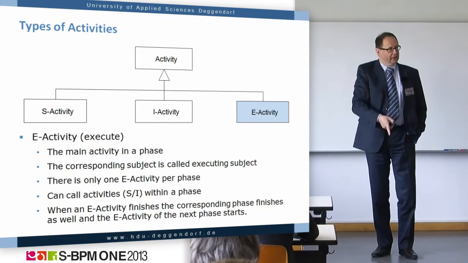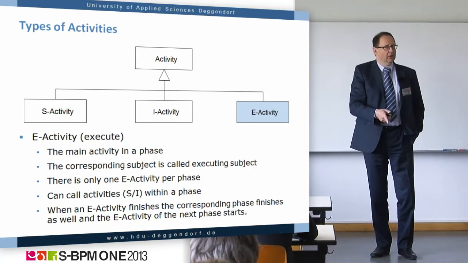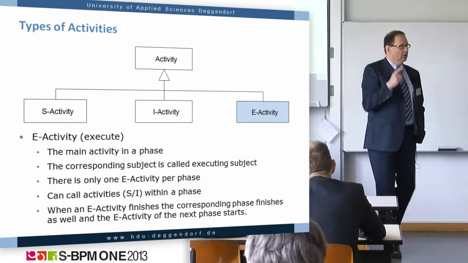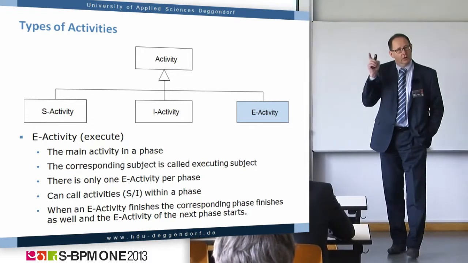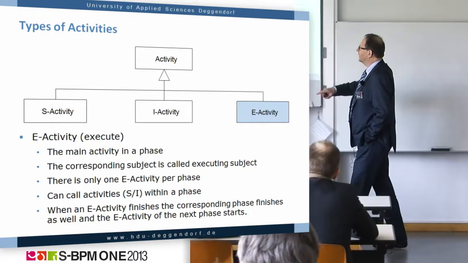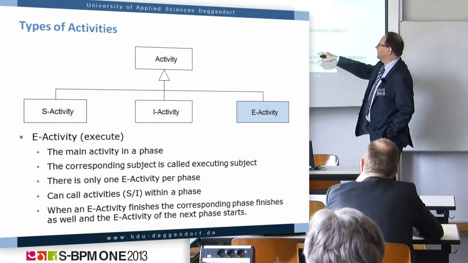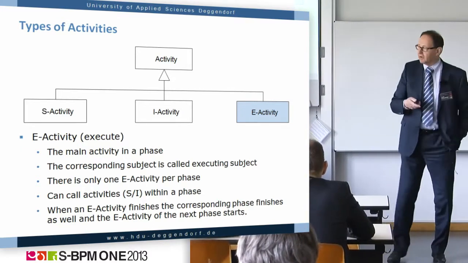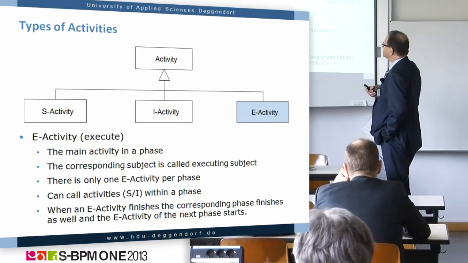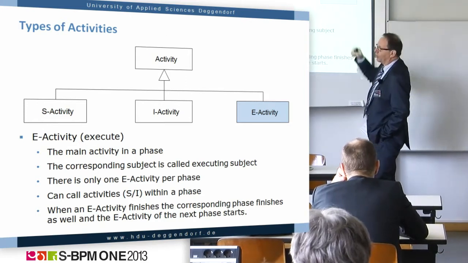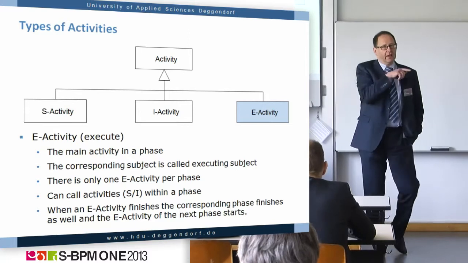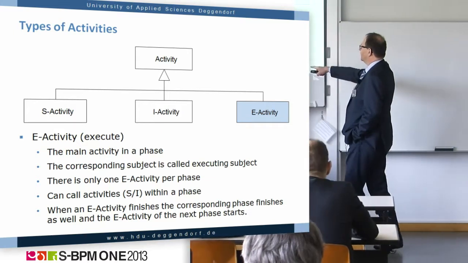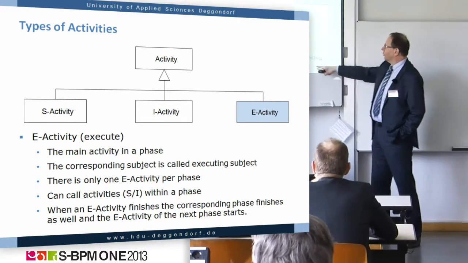Okay, so here an E activity is the main activity in a phase. So you remember phases, they have been the columns in the matrix. So there's just one E activity per phase, so you have just one E activity in one column. We're going to see an example quite soon, so you will see how it works. There may be other activities, so S and I activities, there may be multiple of them in one phase. An E activity corresponds to a subject. So this was the line in the matrix.